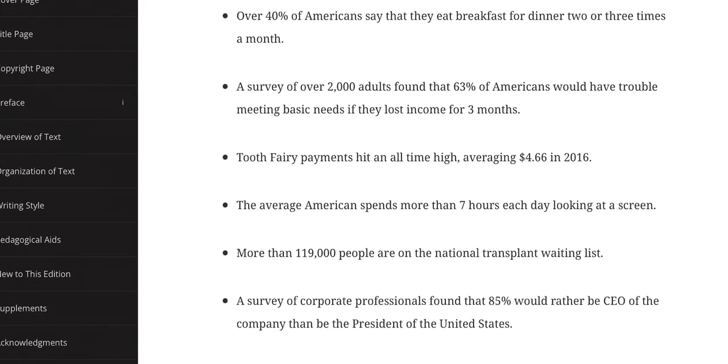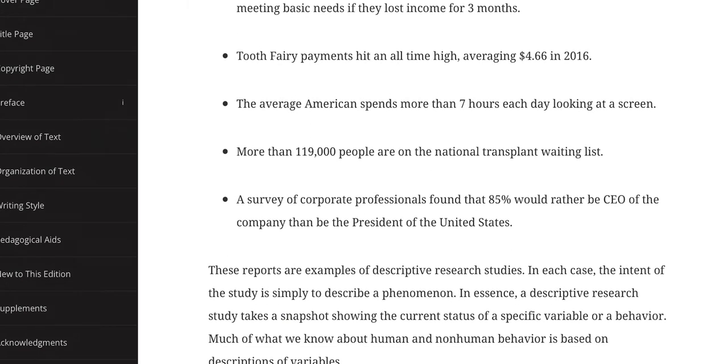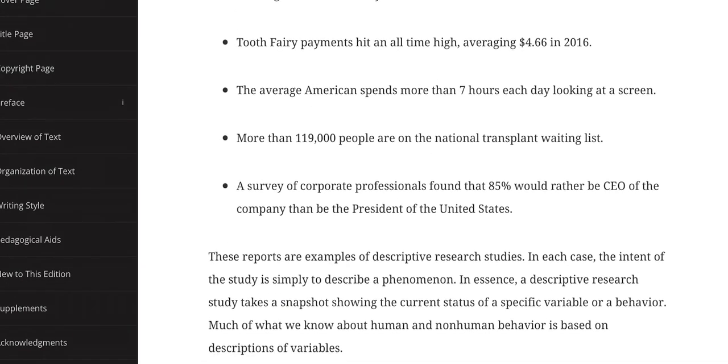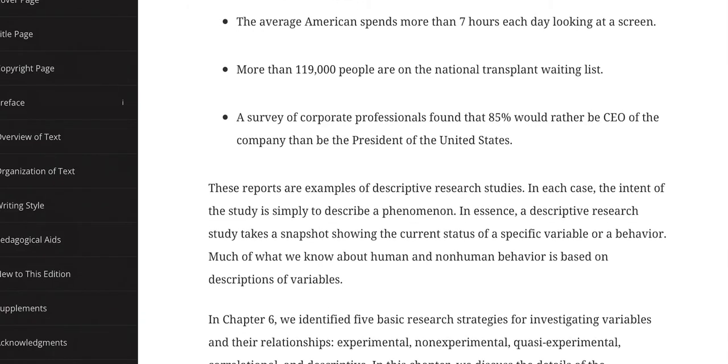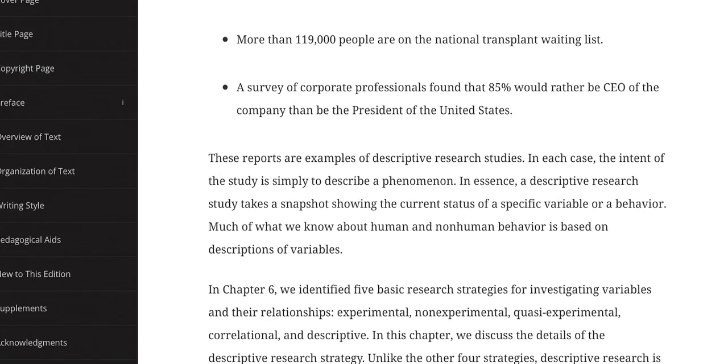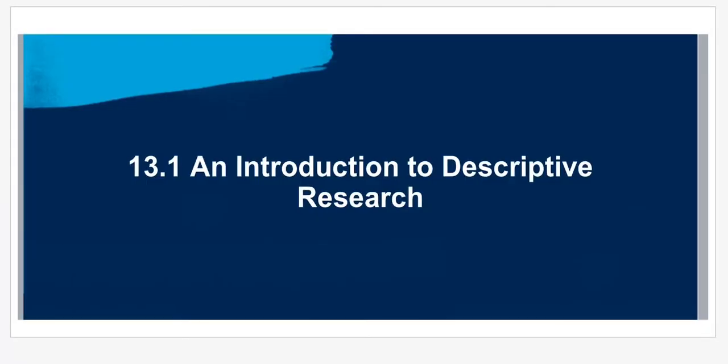And so again, I really like that your book describes it as a snapshot showing the current status of a specific variable or behavior. You can see that right there in the middle of your screen. So I really do like that. That is a great way to think about descriptive research.